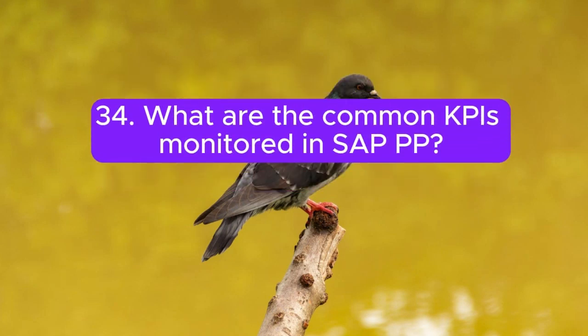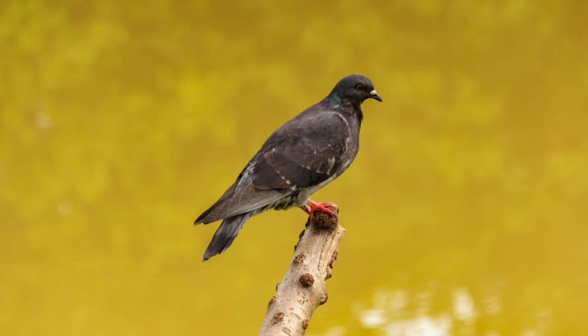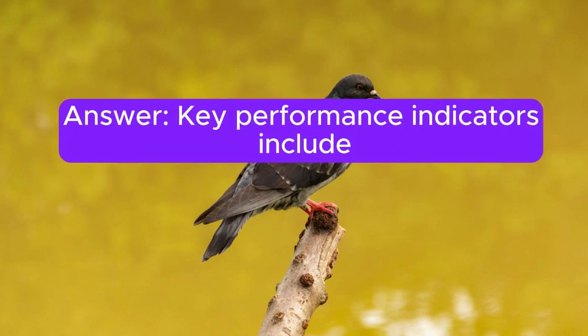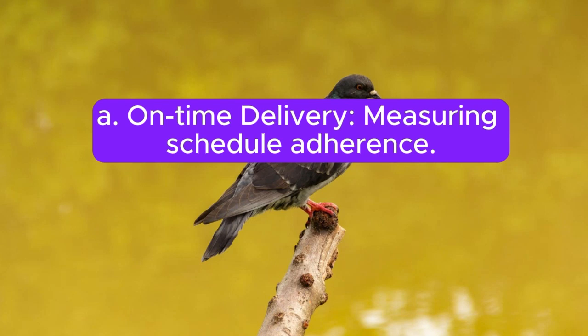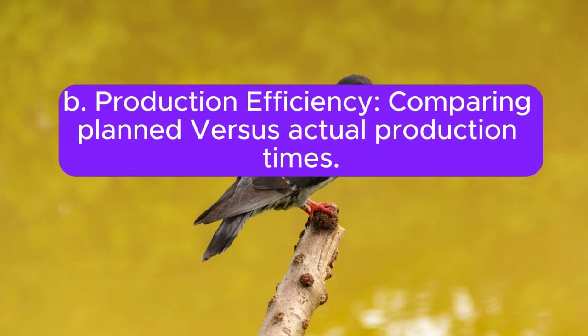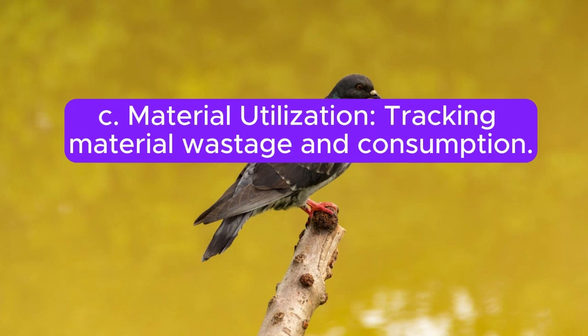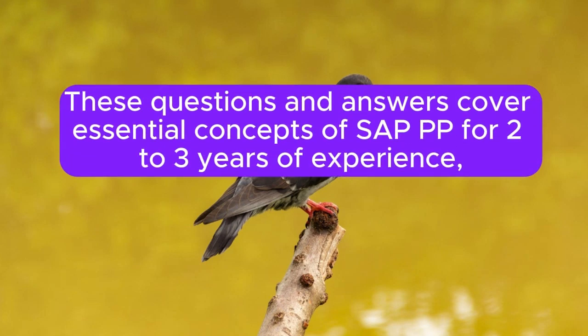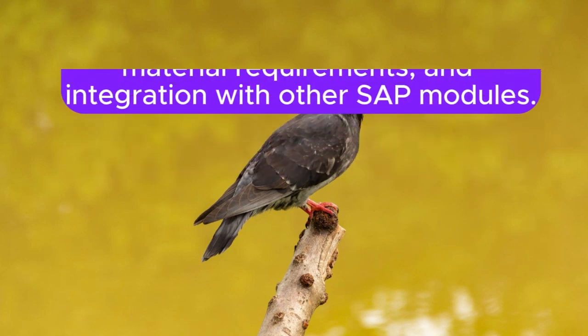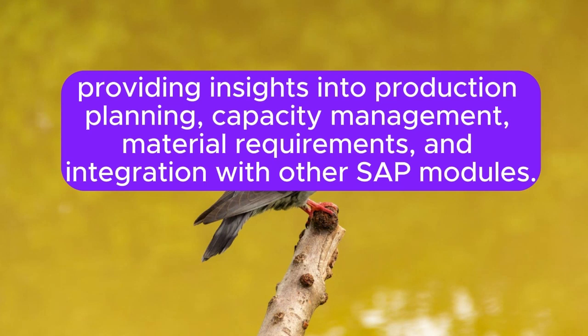34. What are the common KPIs monitored in SAP PP? Answer. Key performance indicators include A. On-time delivery, measuring schedule adherence. B. Production efficiency, comparing planned versus actual production times. C. Material utilization, tracking material wastage and consumption. These questions and answers cover essential concepts of SAP PP for 2 to 3 years of experience, providing insights into production planning, capacity management, material requirements, and integration with other SAP modules.